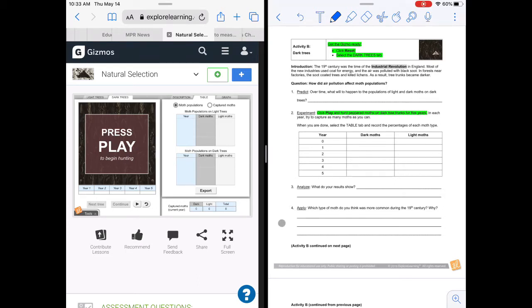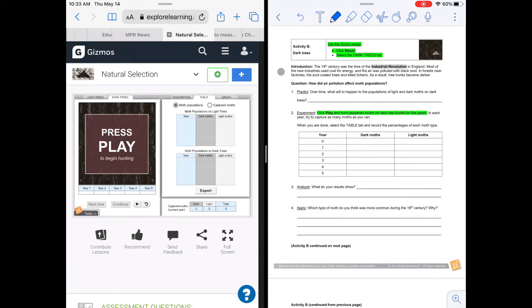Number 4, which type of moth do you think was more common during the 19th century and why? The 19th century, just a reminder, like they said in the introduction, is when the Industrial Revolution occurred, and that made a lot of the trees appear to be black or very dark in color as far as the color of their bark goes. So which type of moth do you think was going to be more common, the light-colored moth or the dark-colored moth?